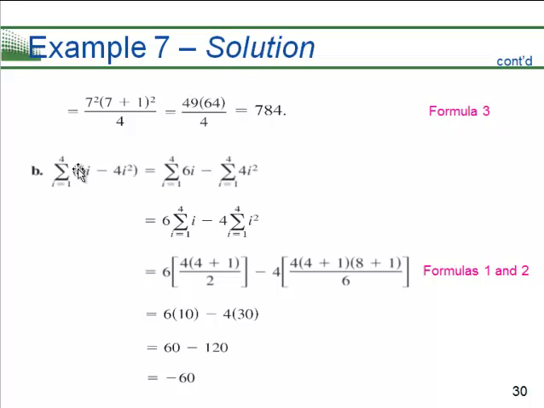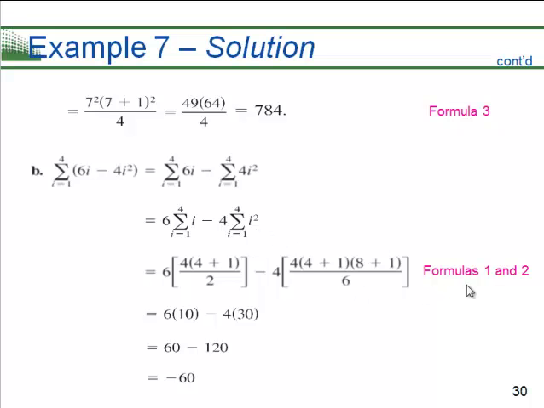In the second case, remember that the sum of a difference, or the sum of a sum, is the sum or the difference separated. So I can sum my 6i and I can sum my 4i squared. That means in the first case I have 6 times a sum of integers 1 through 4 to the first power minus 4 times the sum of the first 4 integers squared.